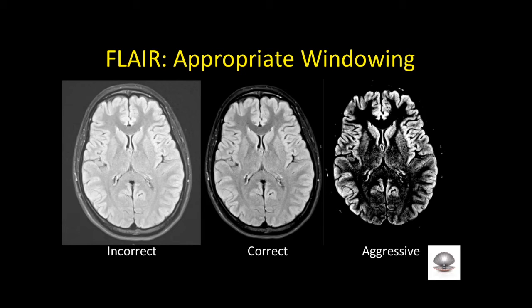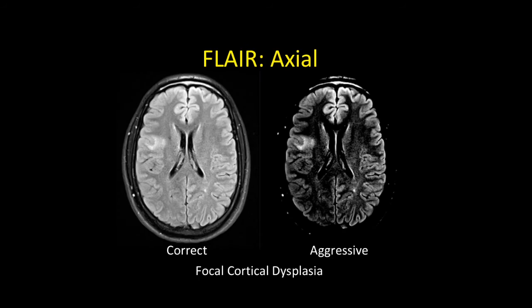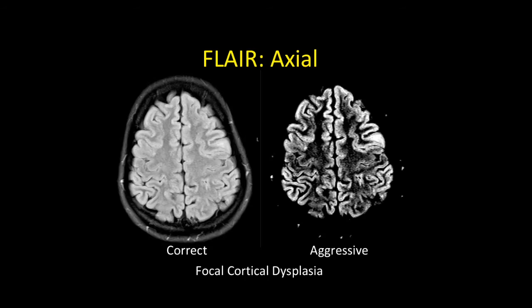That's kind of like a double inversion recovery look to it, but you don't have to waste time acquiring a double inversion recovery. So you want to window it correctly, look at it on axial and coronal, and then window it aggressively and look at it again on axial and coronal, and these cortical lesions should pop out. Here's some examples. Here's a cortical dysplasia. Can't miss it. Here's another one. You might miss it on the correct window, but when you window it aggressively, it stands right out. Definitely helpful.